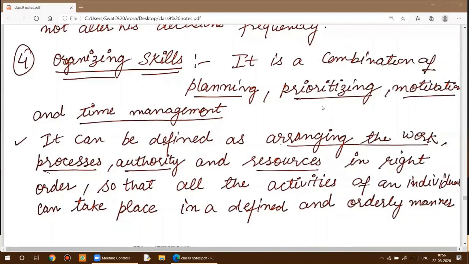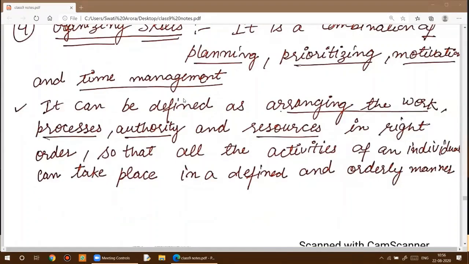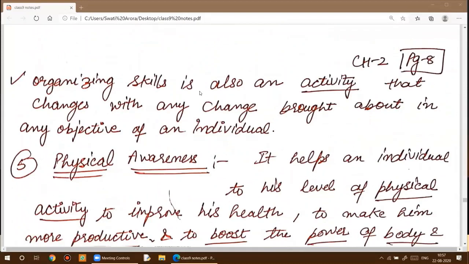Once you implement all these things in yourself, then you will feel the tasks are being done at a faster pace. Organizing skills is also an activity that changes with any change brought about in any objective of an individual. Let us say you have set a target that today I will complete this chapter, but because of some reason you were not able to achieve that particular target. You will not say, no, I will not do this. Rather, bring some changes in tomorrow's schedule so that whatever is left today can be covered tomorrow. Organizing skills will help you to organize these things also, when there is a sudden change in today's timetable, and you are able to manage it further.